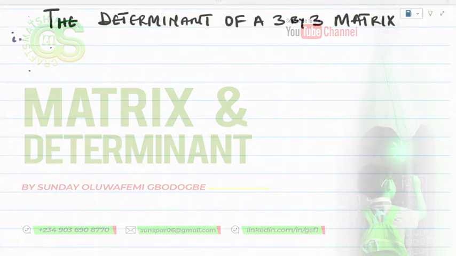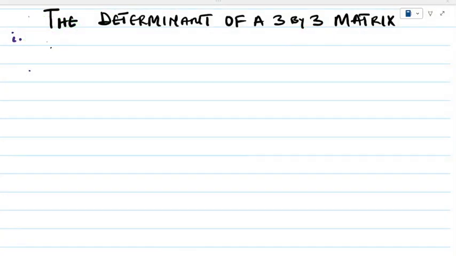So today we'll be checking the determinant of a 3 by 3 matrix. It's not as easy as the 2 by 2 matrix. There are some terms that you need to understand before you can actually find the determinant of a 3 by 3 matrix. So the first thing is the minor.